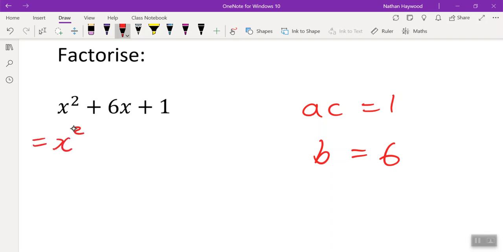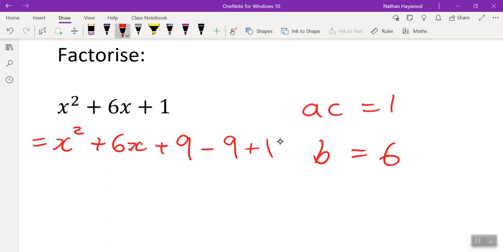x squared plus 6x, same as the previous line. Now we're going to add to the end the B value divided by 2 squared, which you all said is 9. We're going to also minus that, and we're going to also carry this 1 to the end. So can you see how it's still equal to the line above? I haven't invented incorrect maths.